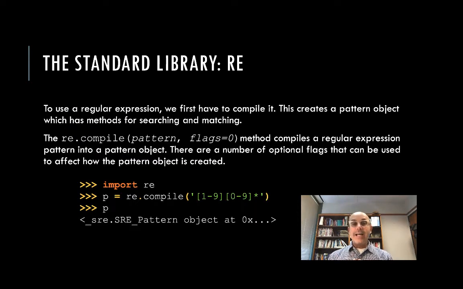To use a regular expression, we first have to compile it. This creates an object which has methods for searching and matching. So when I use re.compile(pattern, flags=0), the method compiles a regular expression pattern into a pattern object. This is one example. There are plenty of other examples. So this is another example: import re, p equals re.compile, and I gave it a range of 1 to 9 or 0 to 9, and I use the star with it. And as you can see, it comes back to me and says the pattern object at 0x.